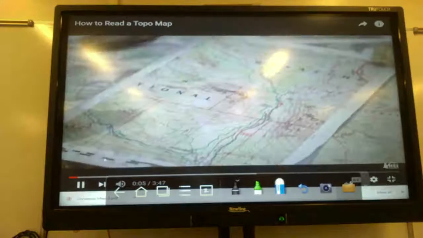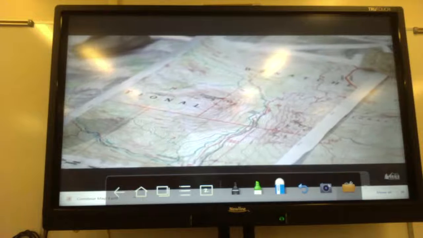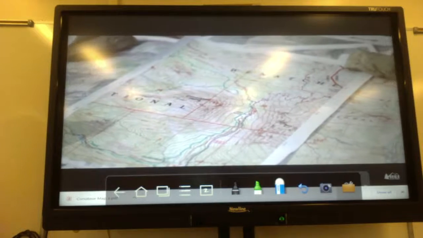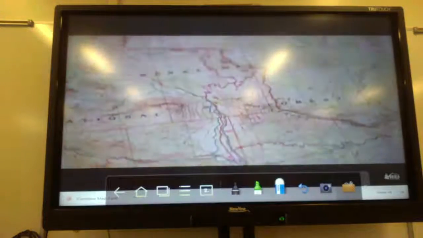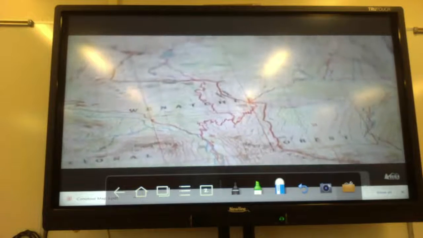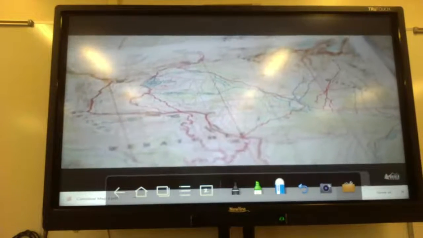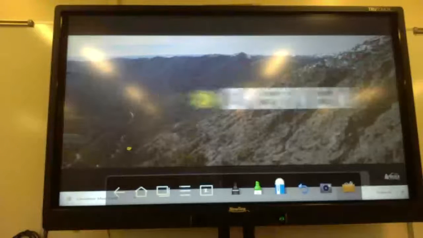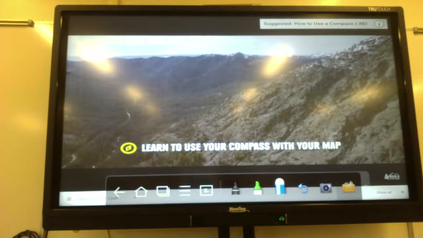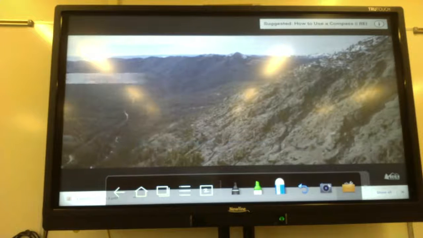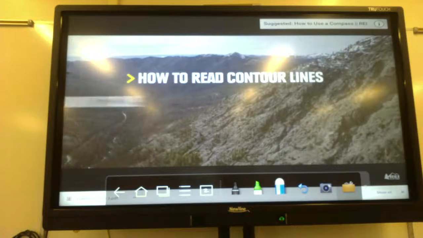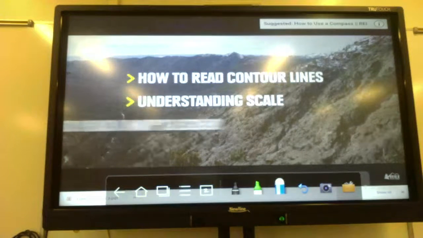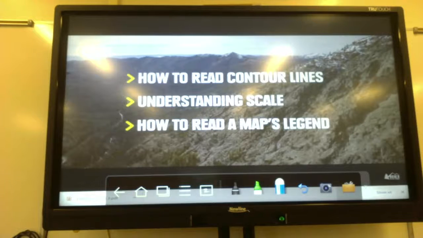Topographic maps are a little different from your average map. Not only do they show the location of things like roads and trails, but once you get the hang of reading them, they also help you visualize 3-dimensional terrain from a flat piece of paper. Topo maps use 3 main mechanisms to describe the terrain. In this video, we're going to cover how to read the map's contour lines, how to understand scale, and how to read the symbols and colors found in the map's legend.